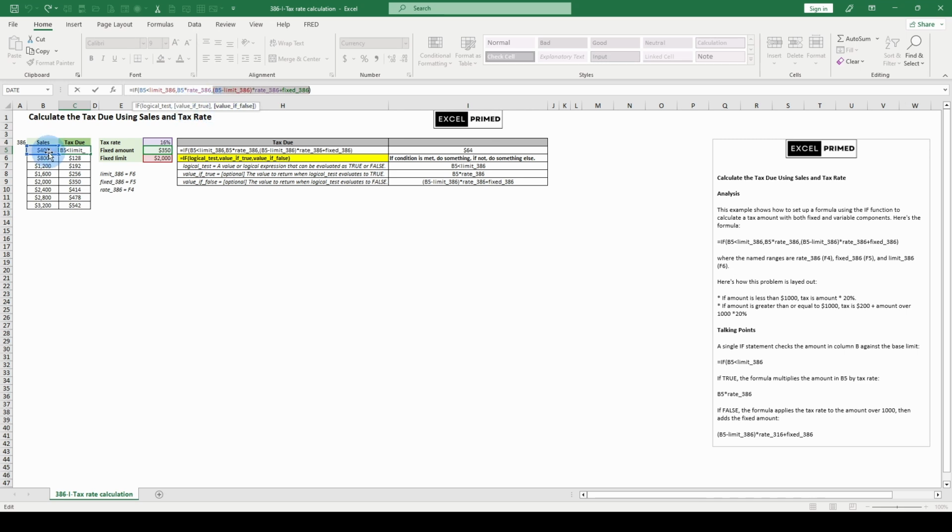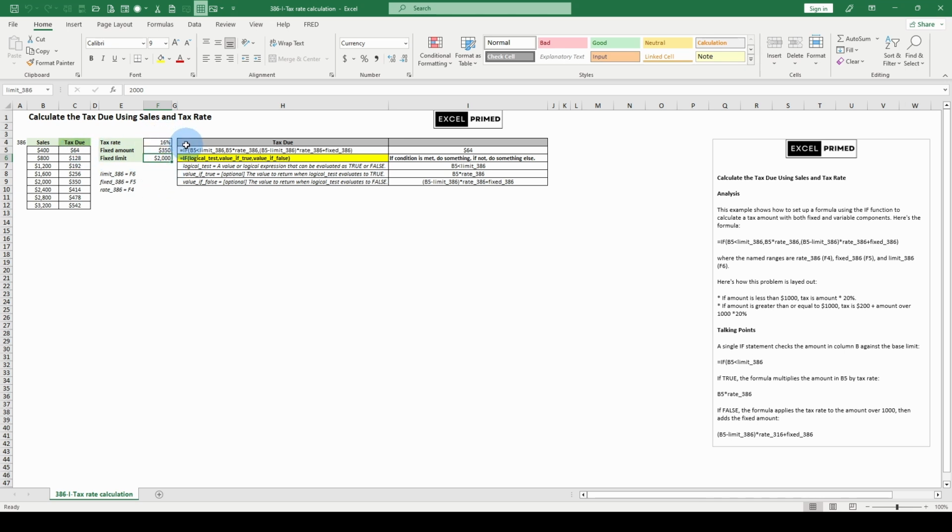We have sales, and we want to check to see what the tax is due on whatever that amount is. We have a tax rate of 16%. Our fixed amount is $350, and our fixed max is $2,000. So anything over $2,000, what happens? Let's take a look here.